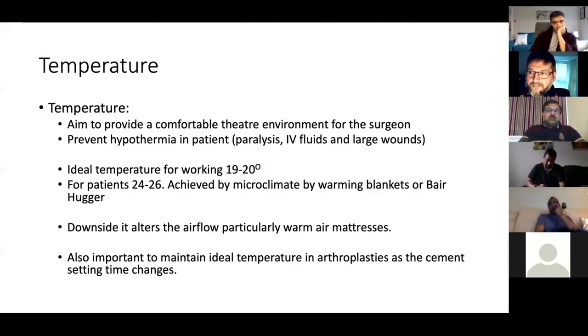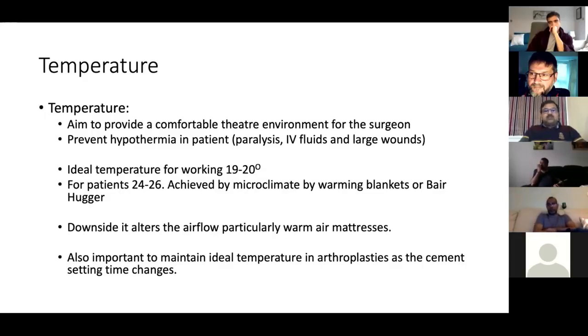Now, these are two conflicting aims to be achieved. The ideal temperature for a surgeon is about 19 to 20 degrees. Anything warmer makes you feel very warm or stuffy. But if the patients are kept at this temperature, they become hypothermic. This is managed by creating a microclimate around the patient using either a warmer, a blanket, or what is commonly used in our theaters, the Bair Hugger.